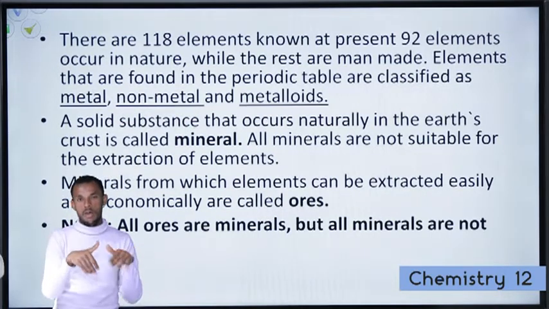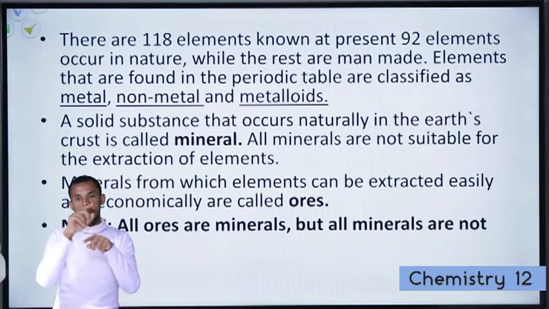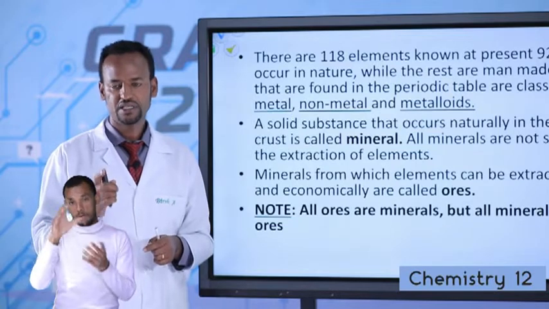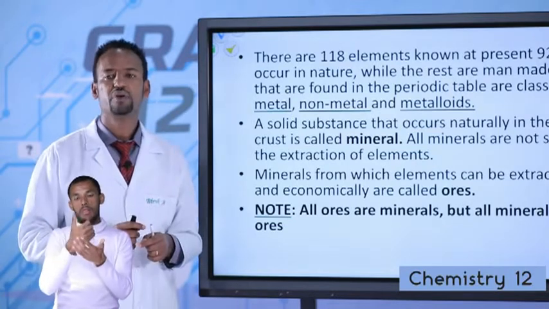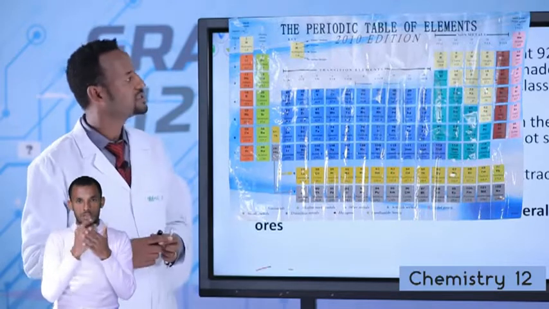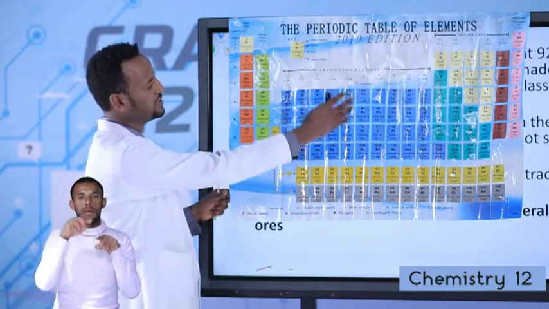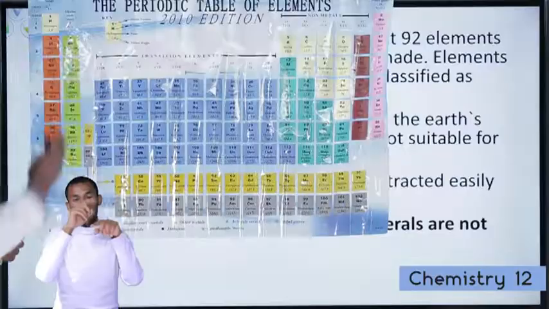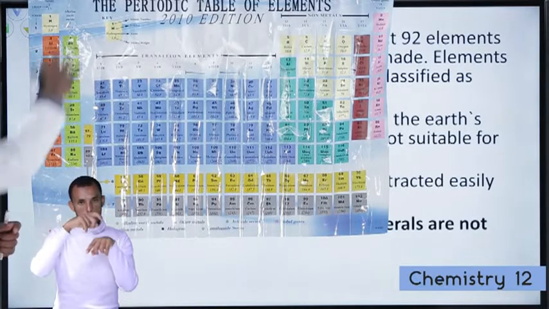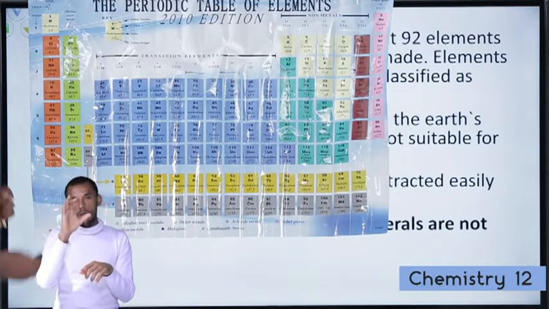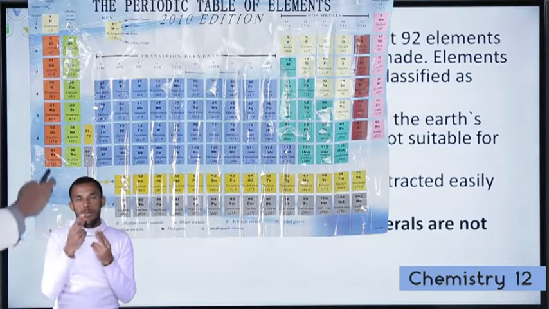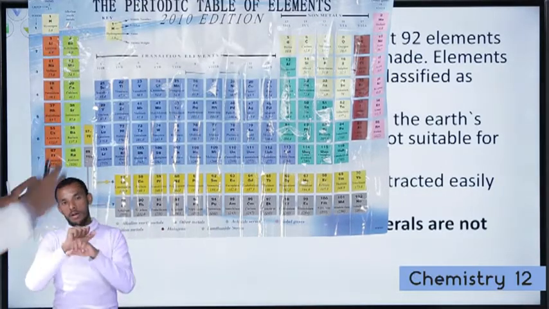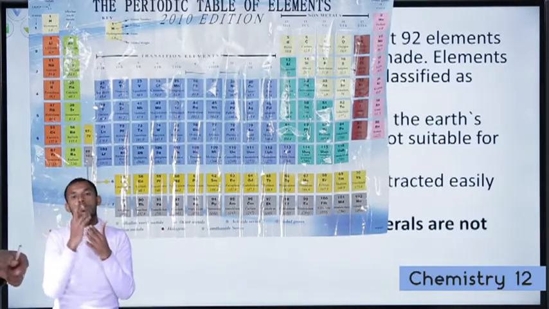Elements that are found in the periodic table are classified as metal, non-metal, and metalloids. Please students, look at this periodic table. This is the modern periodic table. This periodic table contains different elements. You know, in the periodic table, there are 7 periods and 18 columns. Therefore, this is group 1 elements. Again, this one is group 2, all alkaline earth metals. Group 1 and group 2 elements are metals, except hydrogen.